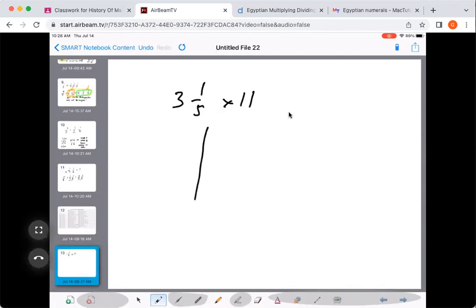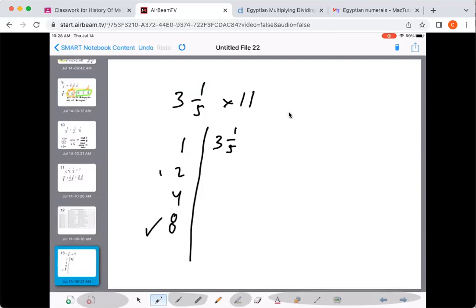So just like before, 1, 3 1/5. And I'm going to go 2, 4, 8, of course, because I'm trying to get to 11. But I hit a major complication right here. I would so like to write 6 2/5 when I double, but I'm not allowed to because they don't have a 2/5 symbol.